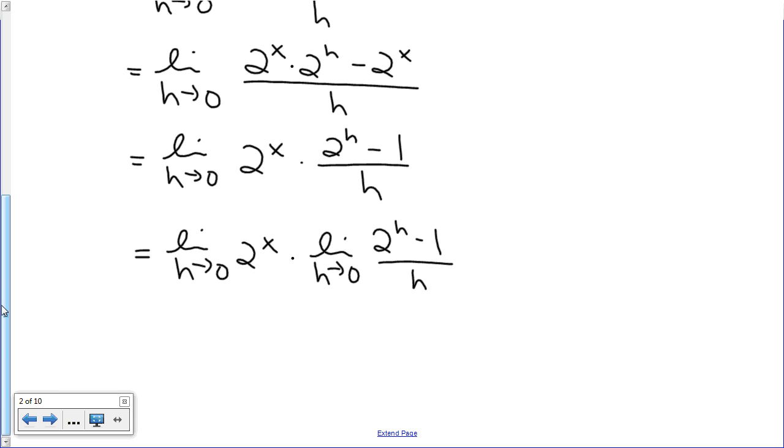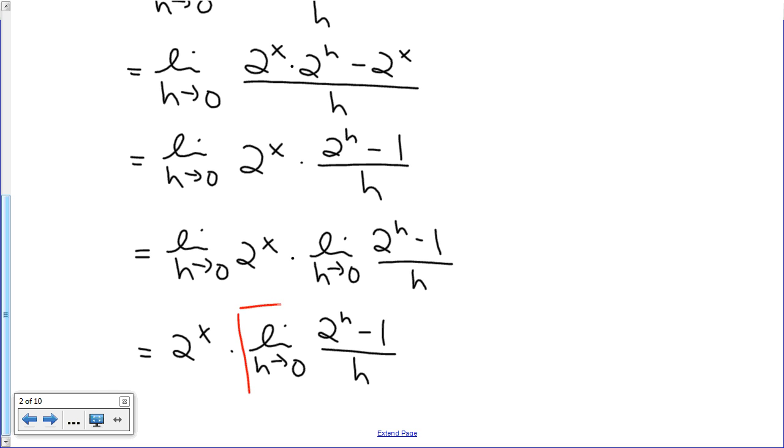And in the first limit there are no h's in there. The limit as h goes to 0 of 2 to the x, there's no h's. In essence, it's kind of like a constant. So that limit is just equal to 2 to the x times the limit as h goes to 0 of 2 to the h minus 1 all over h. So the question here becomes, what is that limit there equal to? What is this guy right here equal to?